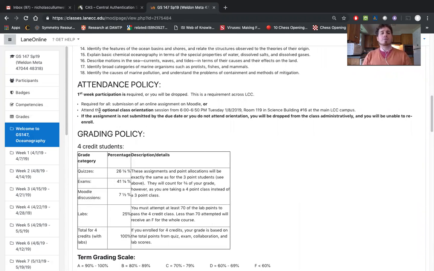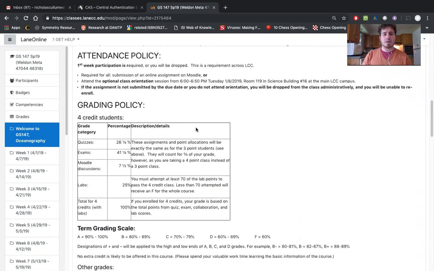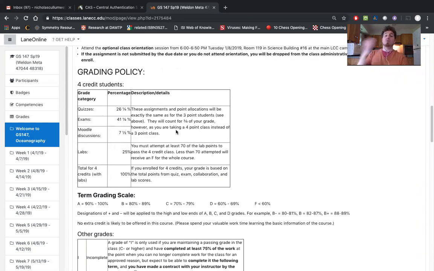So far in the class, we've already had the first week of participation and lab 1. From now on, labs are going to be more regularly due every Sunday night at midnight, and ideally submitted as a PDF onto Moodle. This is an online course, obviously, so there's not a big participation component, and it's mostly about the quizzes, exams, and labs, with a little bit of room for Moodle discussions.